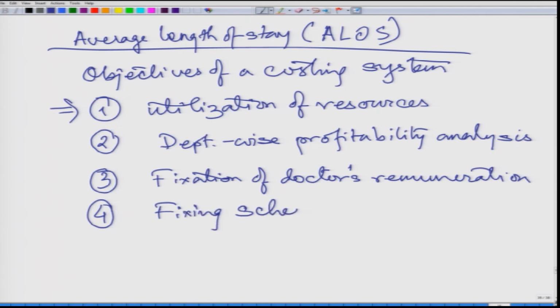The fourth is fixing the schedule of charges. For each different service, how much do you charge the patients for MRI, for X-ray, for one day's stay in the inpatient department, for utilization of the OT? This is based on what kind of technology you have, what services you are providing, what kind of buildings you have, what kind of TV you are providing, how many patients are sharing one particular room, and what kind of bed you have given the patient. So everything determines the fixation of charges.